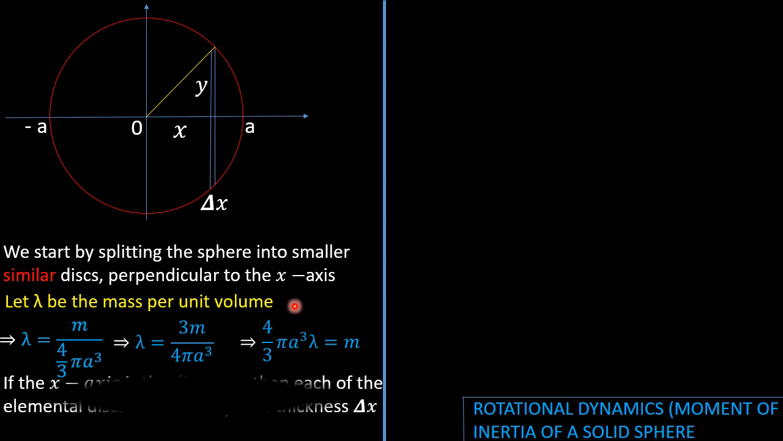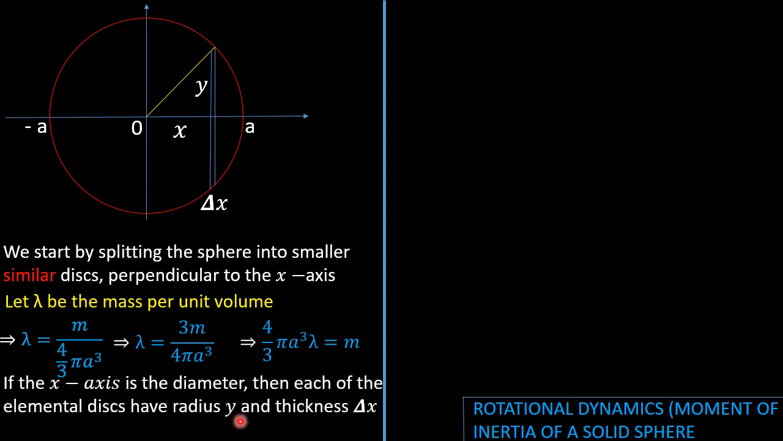So now, guys, we are going to take the x-axis as a diameter. Then each of the elemental disks is going to have a radius of y and thickness delta x, or change in x. You can picture it well, because the x-axis is normally our diameter. That means the distance between the center of each disc we are going to cut and any point along the disc is going to be y. That is going to be the radius.